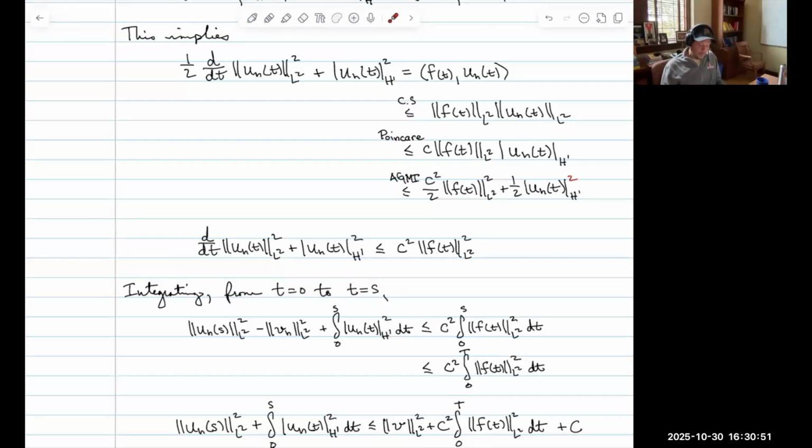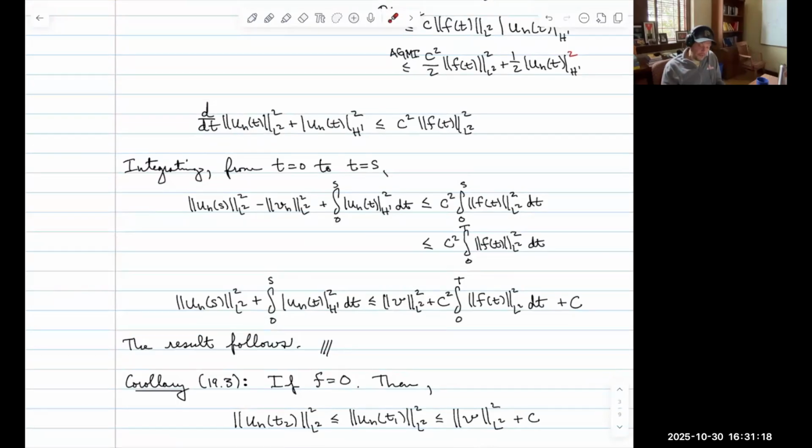This integral here, by the way, I don't have to integrate from t equals 0 to t equals s. I could integrate from one lesser time to some greater time, like t1 to t2. We'll do that a little bit later. But in any case, if I integrate from 0 to s, the 0 term comes out to just be the initial condition, and then I have an arbitrary term otherwise.